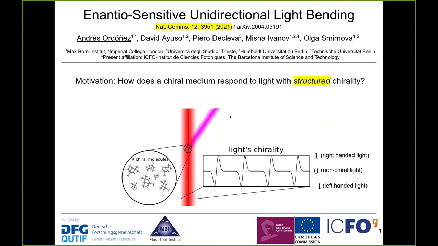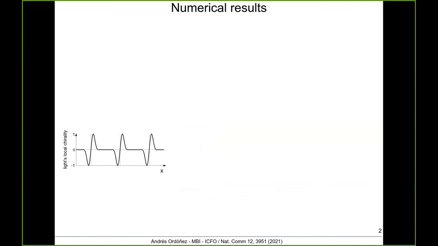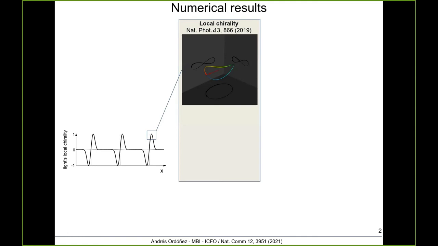So now let's see in more detail what we actually did. First of all, we have to generate light with structured chirality, and the type of chirality we will use is not the usual optical chirality associated to circularly polarized light. Instead, we will use local chirality, which is a type of chirality that we introduced a couple of years ago in this paper, and which is the important type of chirality for nonlinear effects within the electric dipole approximation. I can comment further on that in the breakout room.